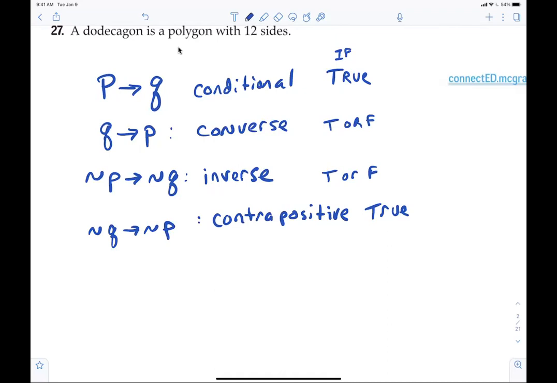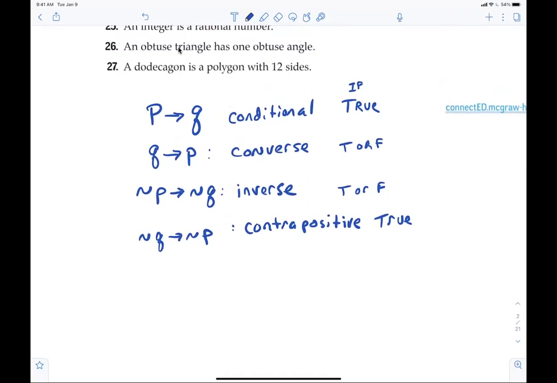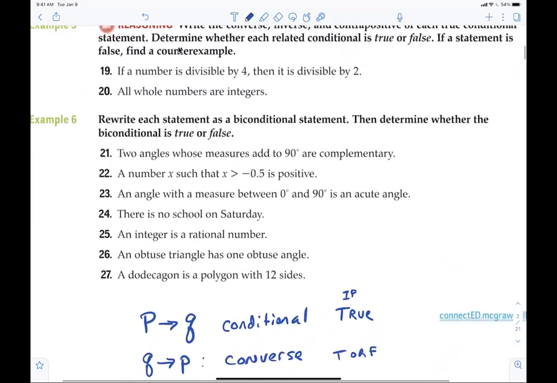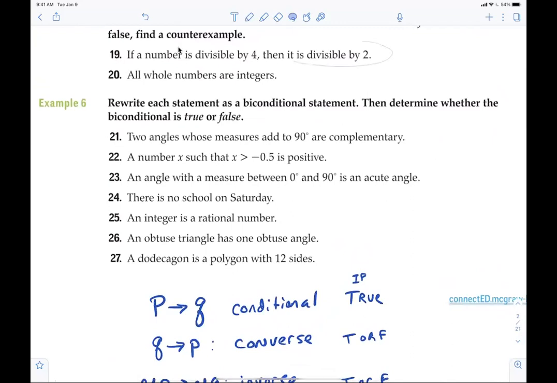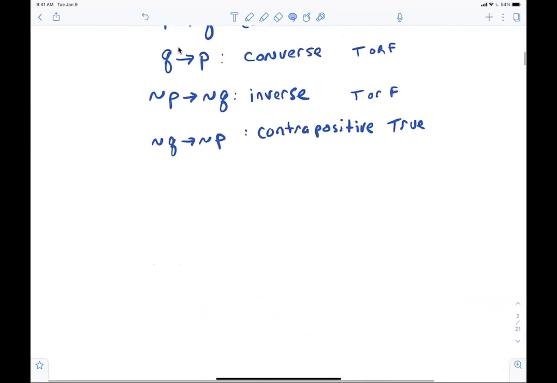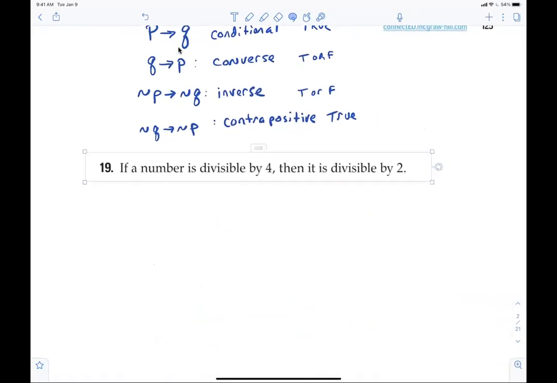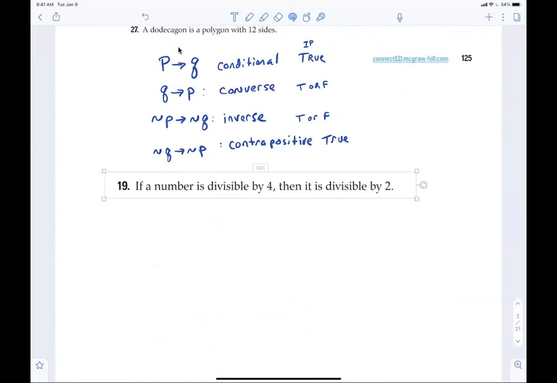So now that you understand the notation, you should be able to apply that to our questions. What I'm going to do now is bring number 19 down below, and then we will write it out. So here we go. If a number is divisible by 4, then it's divisible by 2. So what is the converse?